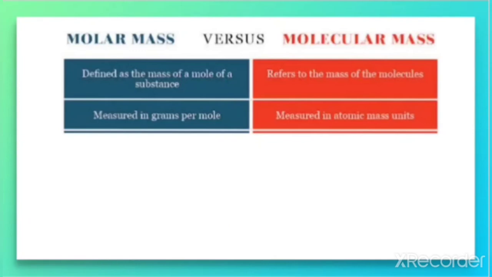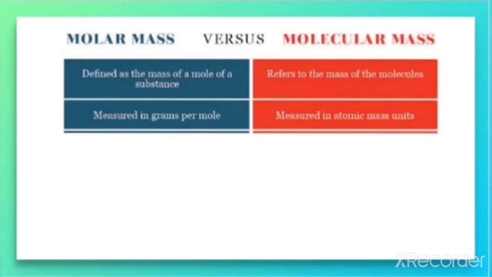Now, let us differentiate between molar mass and molecular mass in tabular form. First, we can define molar mass. Molar mass is defined as the mass of a mole of a substance, but molecular mass refers to the mass of the molecule. That means molar mass is the mass of 1 mole, and molecular mass is the mass of 1 molecule. Molar mass is measured in gram and molecular mass is measured in atomic mass unit. So from this it is clear what the difference is between molar mass and molecular mass.